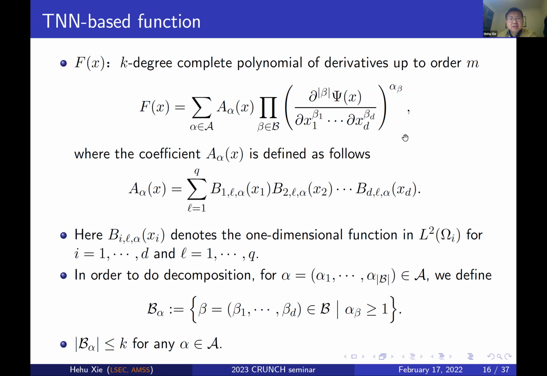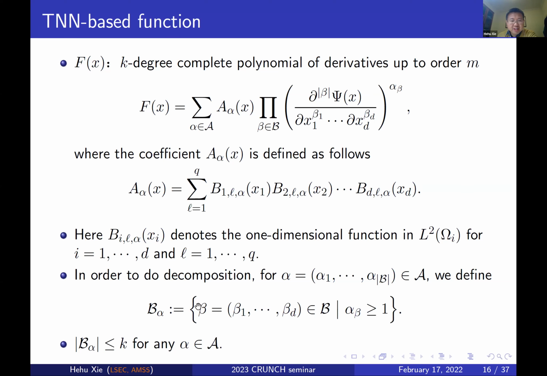So always we need to do the differential to the TNN function. So we use this way to denote our functions for integration. Actually, this is also some type of tensor product way, and times the coefficient functions also has this type of structure. Yeah, so it's also some type of tensor product way.